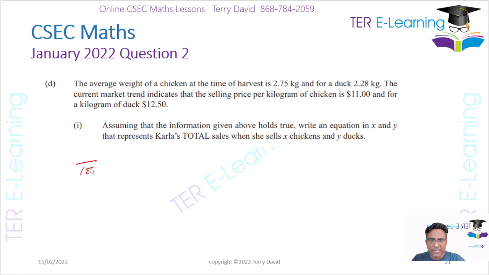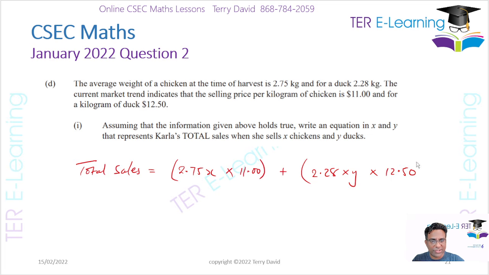total sales. So the total sales, if she sells X chickens, it's going to be 2.75 multiplied by X. This is how many kg of chicken she will sell. But she's selling that at $11, so that's the total amount of money she'll make from the chickens. Plus, we have 2.28 multiplied by Y, multiplied by 12.50, because that's how much he's selling it for.